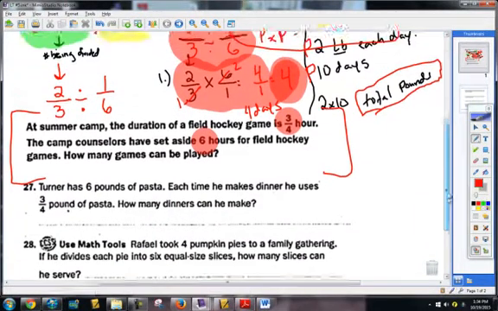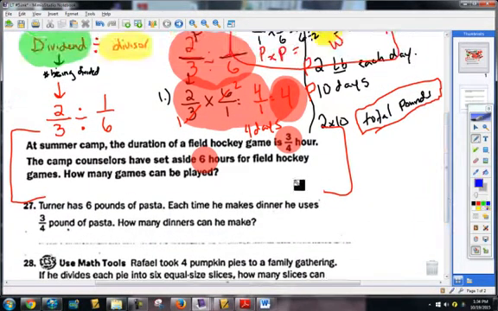Okay? Don't ever start doing just that method, because it will be wrong. Okay? You will get it wrong. Just ask yourself, are we dividing the 6 hours that are set aside into 3/4 hour sections? Or are we taking the 3/4 and dividing it by 6? Hopefully you're all saying divide the 6 hours that they set aside for field hockey, divided by the amount of an hour that it's going to be played for one game. And this should give us the games. This is a whole, this is a part, and the question is asking for another part.